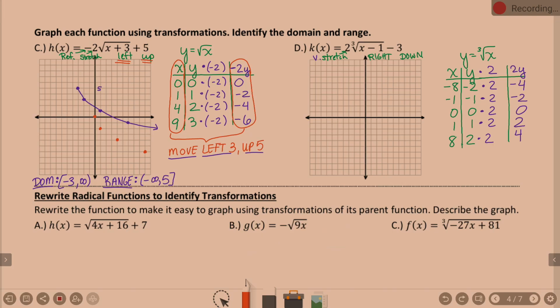Okay, so we're going to use what? Your original X with your new Y's. We're going to graph those. So we're going to graph -8, -4. So left 8, down 4. -1, -2. Left 1, down 2. 0, 0. 1, 2, right 1, up 2. And 8, 4. Right 8, up 4.